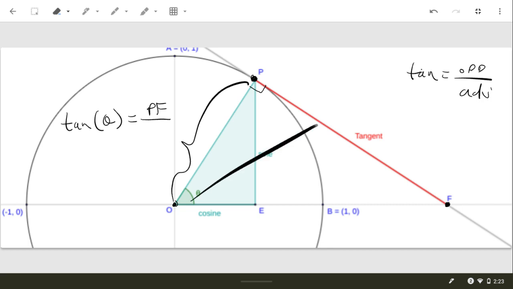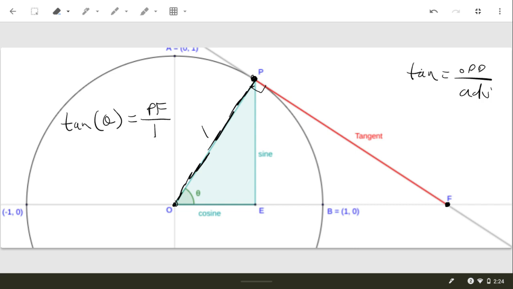All right, so opposite, and then this one would be adjacent, and then your hypotenuse would be this big old thing right here. Now, what's the length of my adjacent side here? This little section right here. Well, because we're playing on the unit circle, the distance from O to P is just going to be 1. Okay, so I get PF over 1 is equal to tangent of theta. And that's it. That's my definition for tangent as it relates to the unit circle.